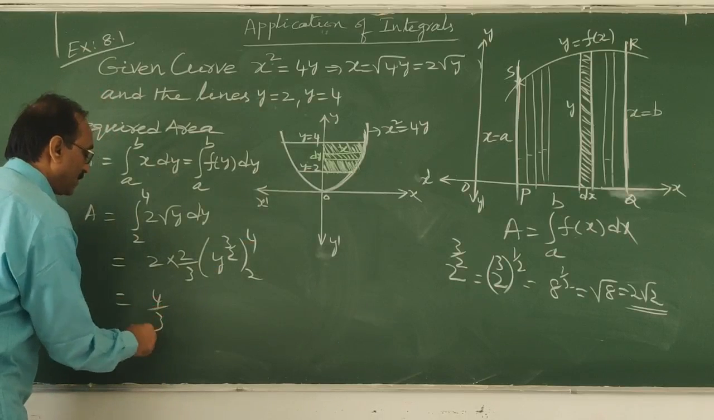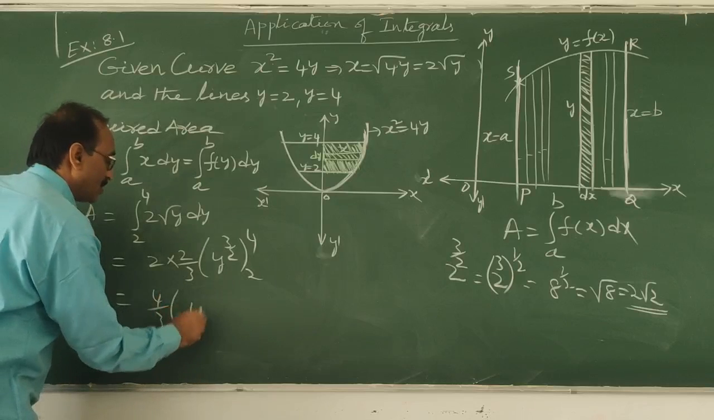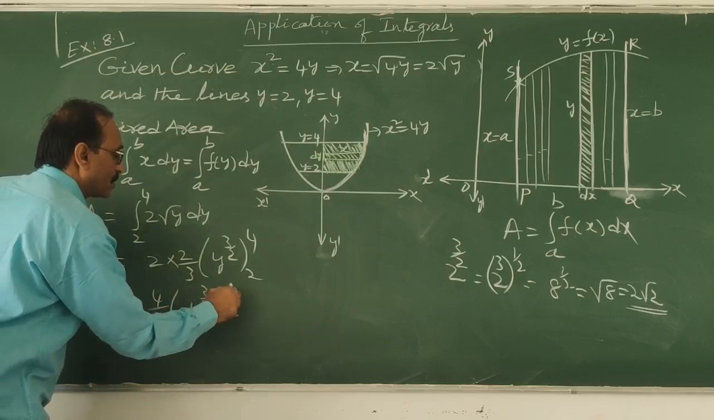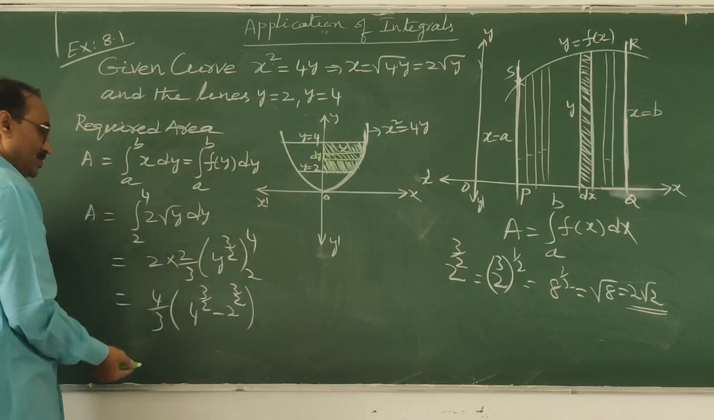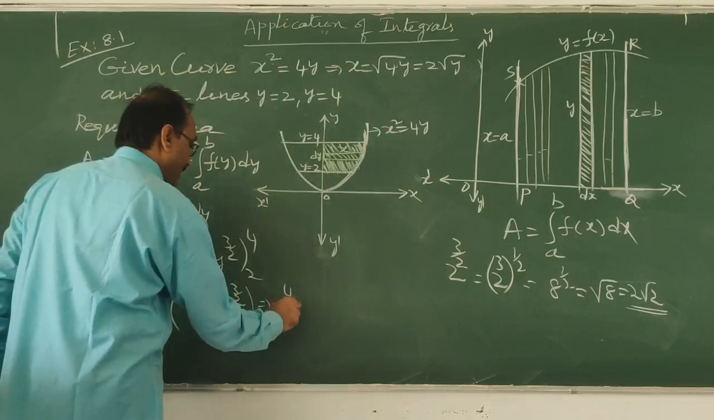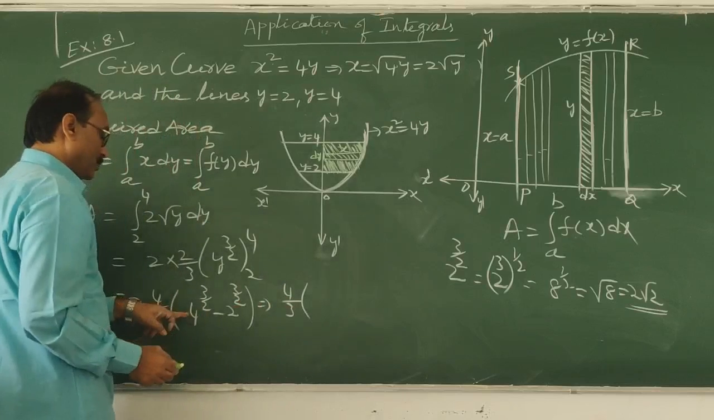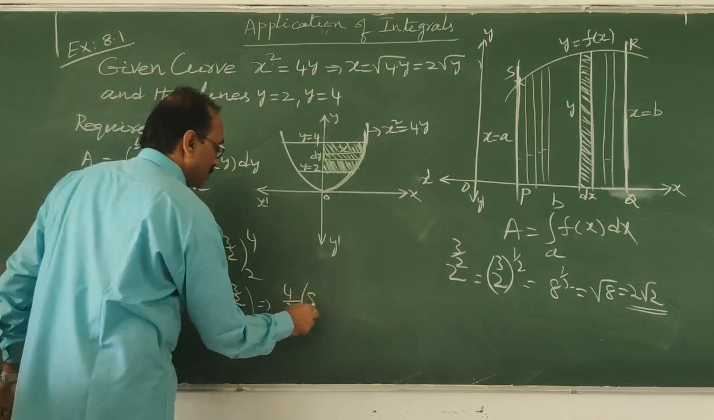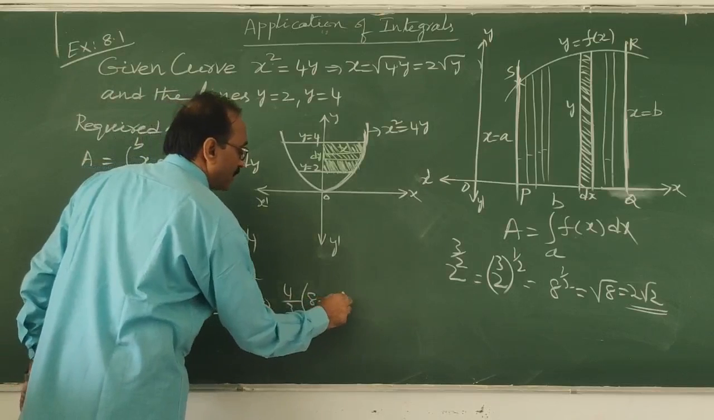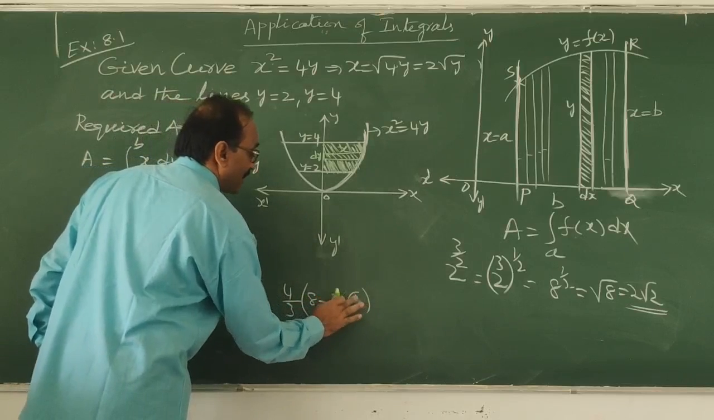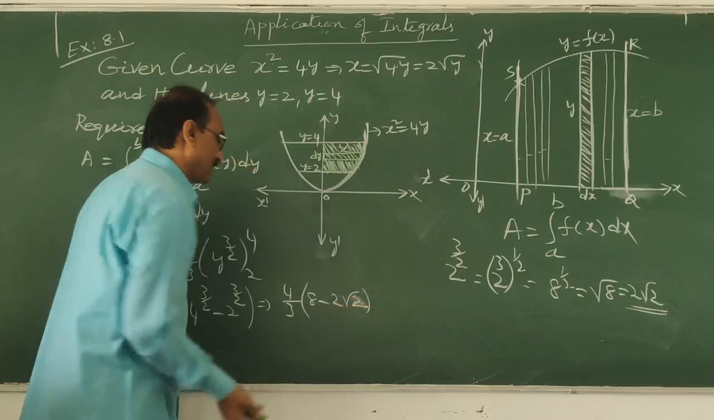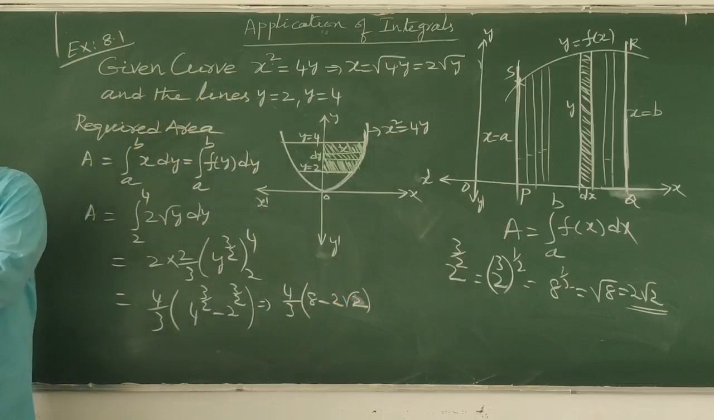Now 4 by 3, 2 into 2, 4 by 3. Here upper limit minus lower limit. Same. So here what happened now? 4 by 3 into 2 square, 2 cube, 8. 8 minus root 8, 2 root 2. Now let me see the answer, whether it is simplified or not. Last time we simplified but nothing is given. Now you will see.